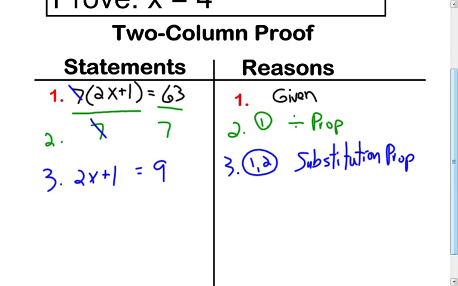Continue on in my proof. Now I want to get rid of that 1. So in line 4 of my proof, I'm going to subtract 1 from both sides of the equation, which would be referred to as the subtraction property. And if you just want to use the minus sign, subtraction property. And I needed line 3 to be able to do that. I move on to line 5.